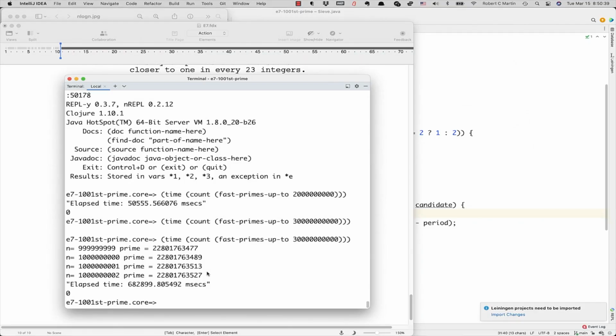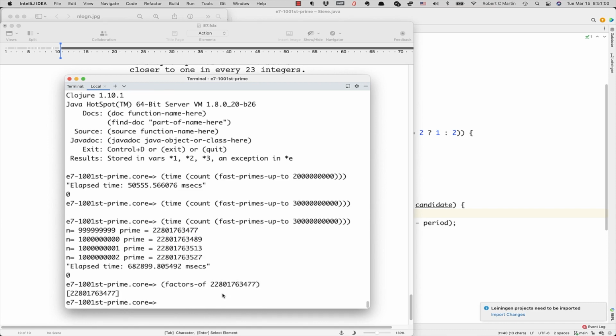Are these numbers really prime? Well, we've got a little algorithm that will tell us that. It's our old prime factor algorithm, way back from episode 3. So let's see. Factors of, let's try this number. Yep, that looks like it's prime. Yep, let's try this one.